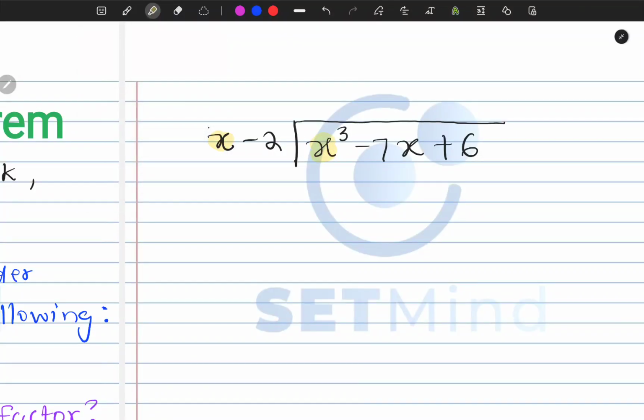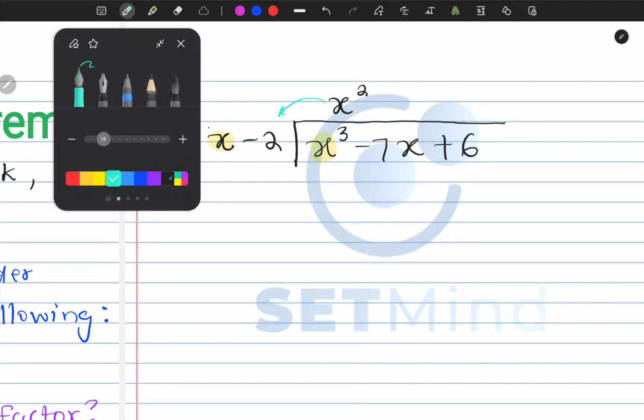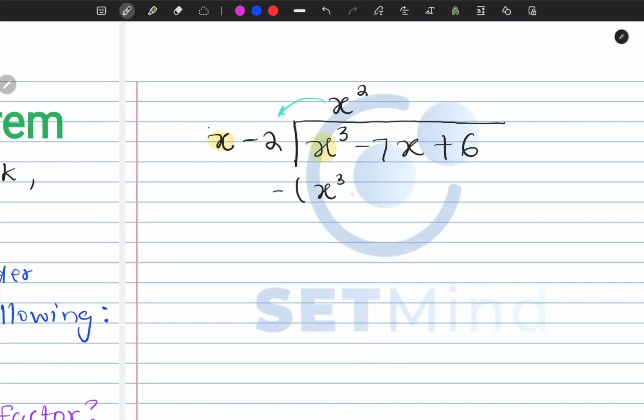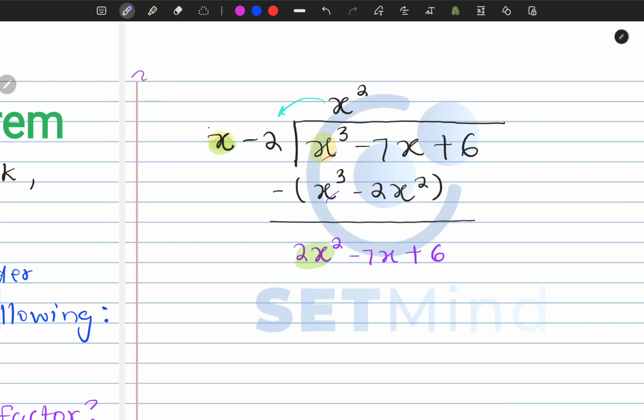So x cubed divided by x, what we will get will be x squared. Then we take our x squared and multiply it there. So we'll have minus x cubed, then minus 2x squared. Then if we do some subtraction here, this term and that term will cancel. And what I will have will be negative 7x, and minus x minus 2x squared, which will just be 2x squared. And then minus 7x, then plus 6. Then I can still divide this 2x squared by that x there. When I divide them, what I will get will be 2x.